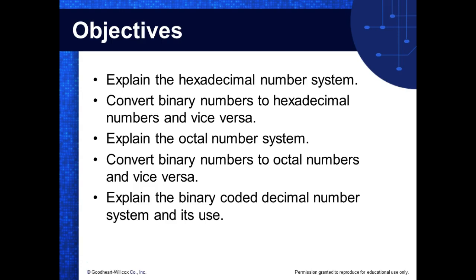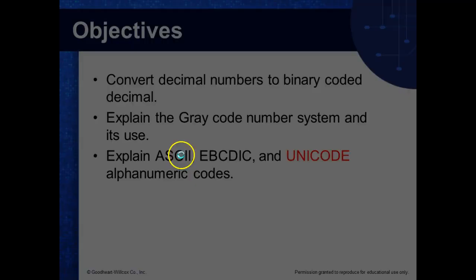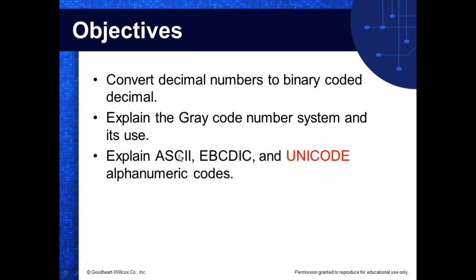versa, explain the binary coded decimal system, and we're going to look at BCD, which is binary coded decimal. We'll look at Gray code, ASCII, hexadecimal, and something called Unicode, which I don't know if the guys put this in this book yet or not. These are codes. Are we okay?